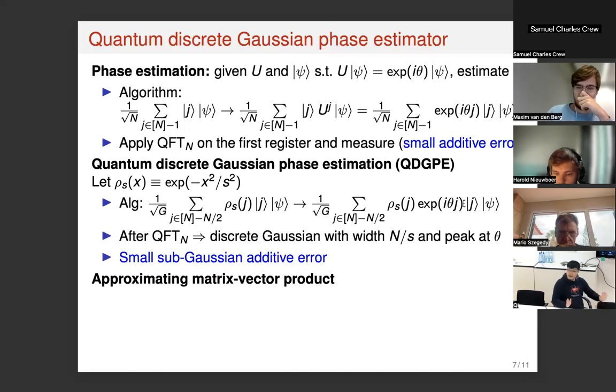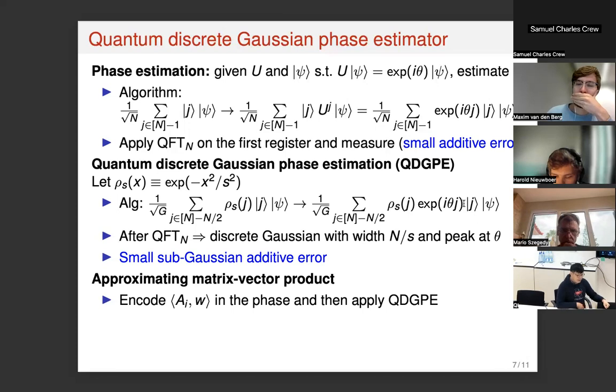So in this case, how can we use this kind of tool for approximating the matrix vector product? The idea is quite simple. That is, we encode the row of A_j in the product between the row of A and the W.